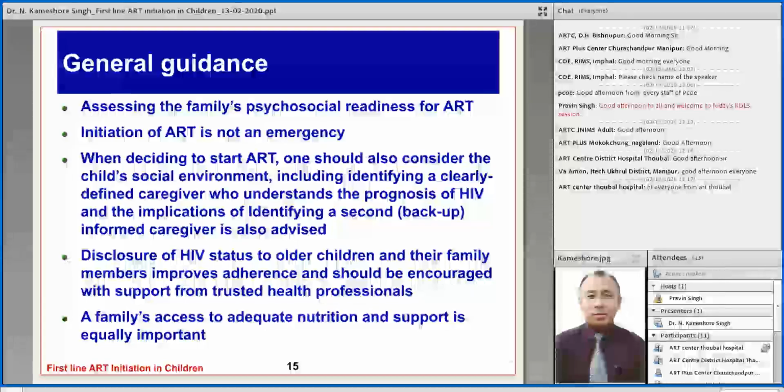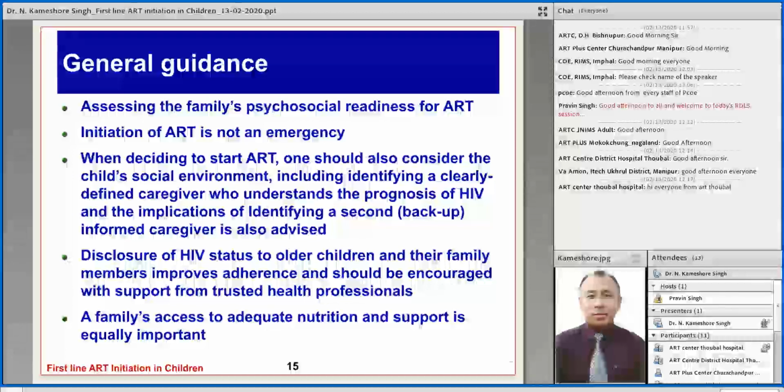Therefore, the general guideline is that we should assess the family's psychosocial readiness for starting ART, and all the baseline assessments, investigations, and counseling are to be done, and initiation of ART is to be done, as it is not an emergency, before doing all these things. When deciding to start ART, one should also consider the child's social environment, which I have already mentioned, including identifying a clearly defined caregiver who understands the prognosis of HIV and the implications, and identifying a second caregiver who is used as a backup caregiver.